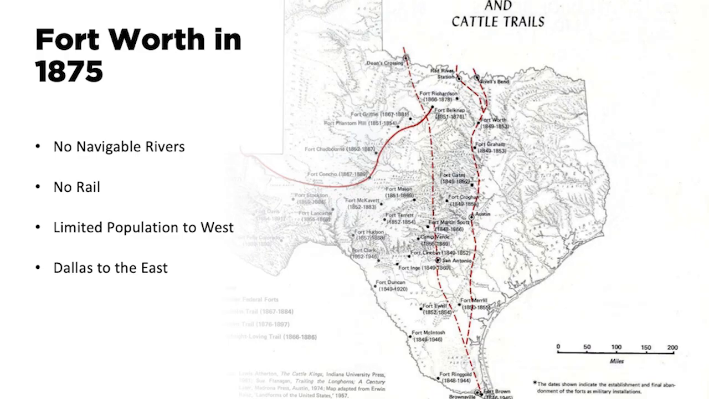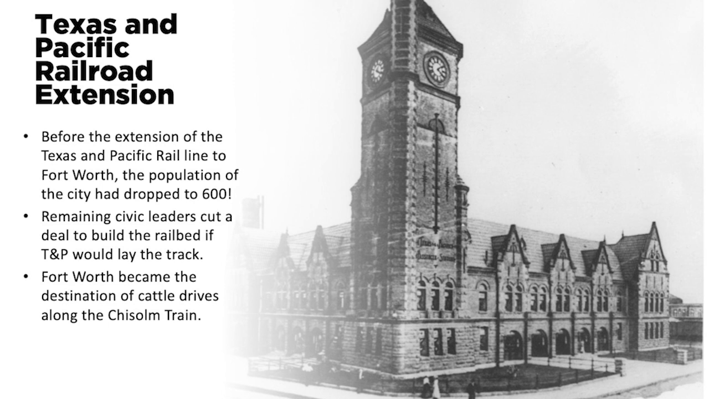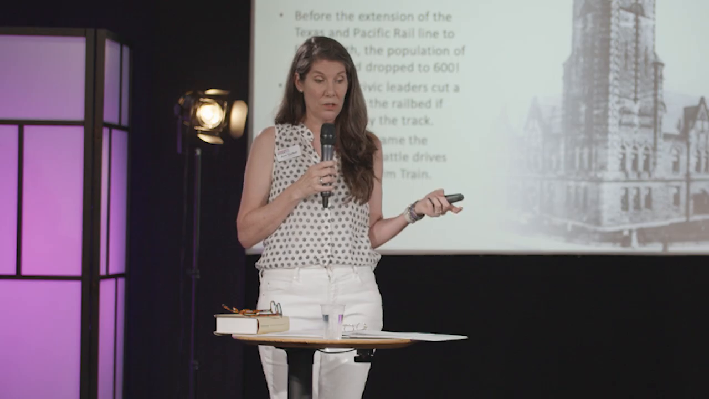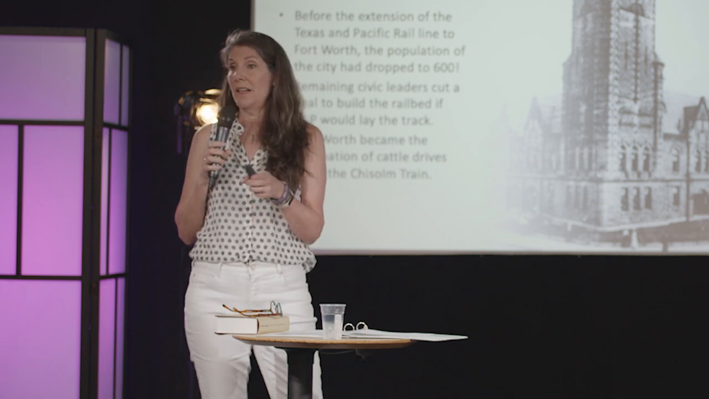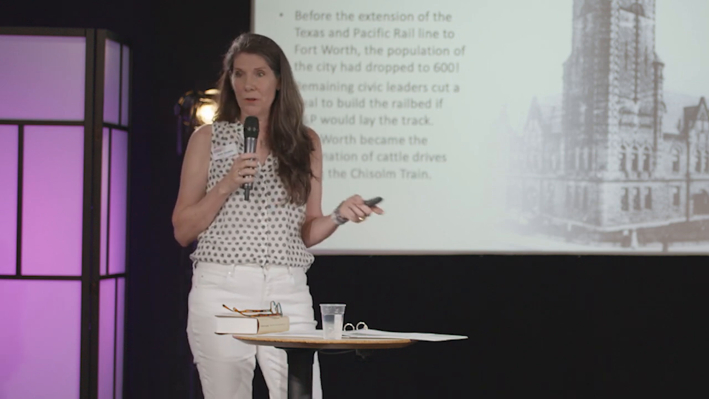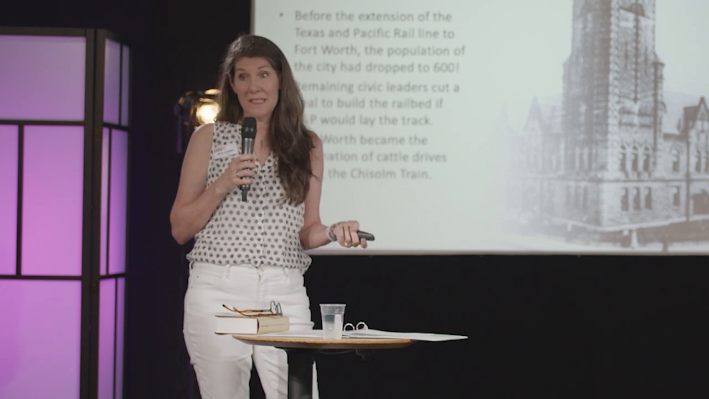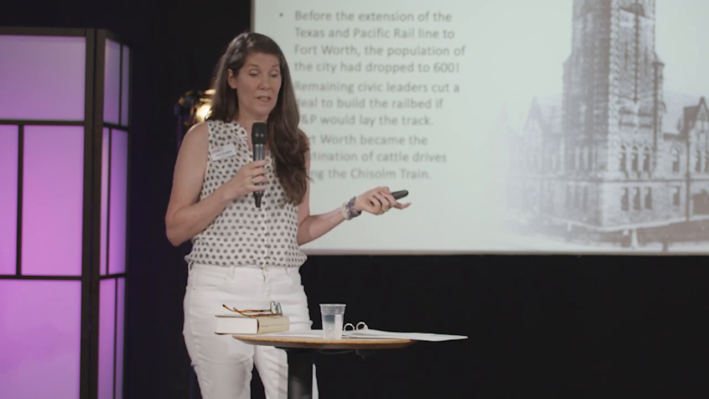But in 1875, way back, I was not here, we had no navigable rivers, we had no rail, and we had a limited population going to our west, and we had Dallas to our east. Before the Texas and Pacific Railroad extension, Fort Worth's population was dropping, and it was down to like 600. But the remaining civic leaders cut a deal to build the railroad bed if the railroad would then lay the tracks. I've heard this story from historians in Fort Worth over and over again: people were out there, they had to meet a deadline or this wasn't going to happen. And they came together and they did that.